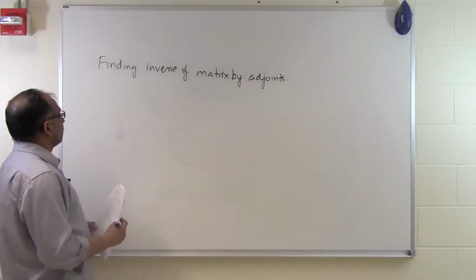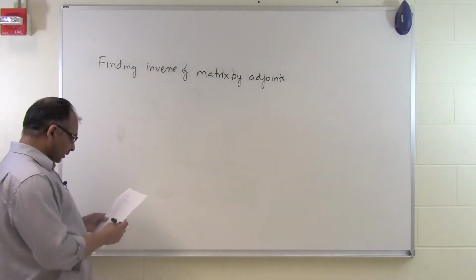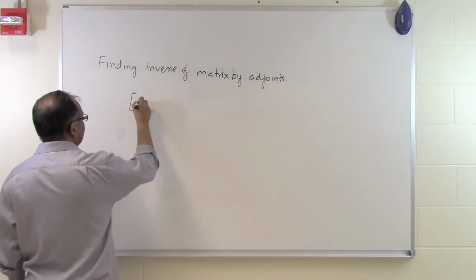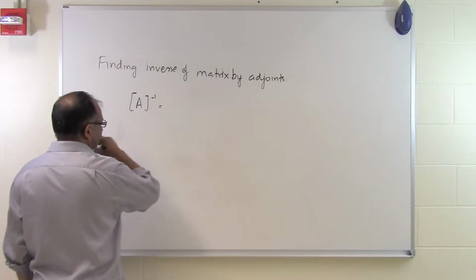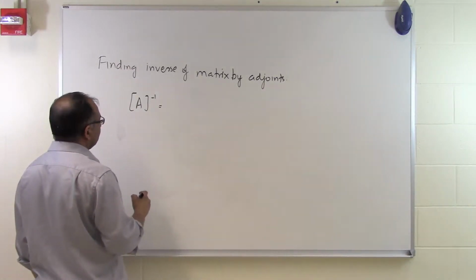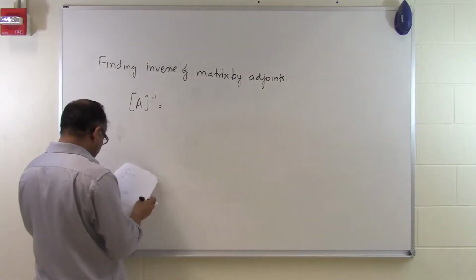In this segment, we will talk about how to find the inverse of a matrix by using adjoints. For small matrices like 3 by 3 or 4 by 4 matrices, if you're trying to find the inverse by hand, this might be the easiest way to do it.